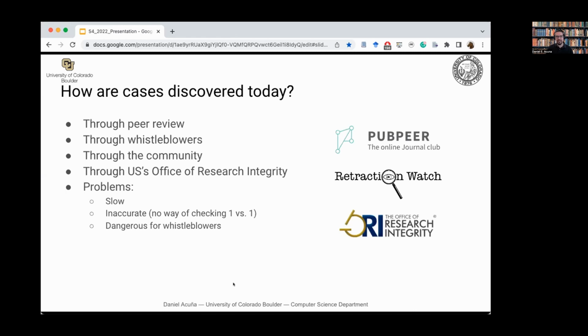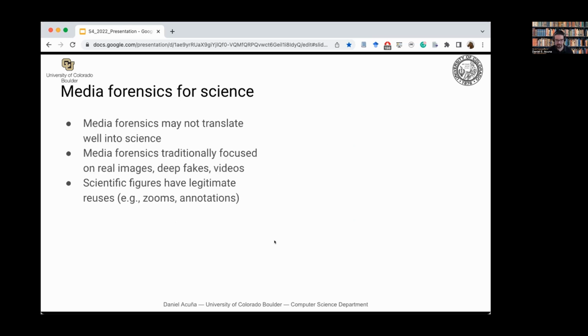So how are these cases discovered today? Well, they're discovered through human processes. We need peer reviews, looking at potential manipulations. You need whistleblowers, the community, or research integrity offices. The problem is that this is slow, of course, it could be inaccurate and dangerous for whistleblowers. Some of these whistleblowers had to endure years of harassment by these prominent scientists. There are many websites that report on these issues, but can we do better?